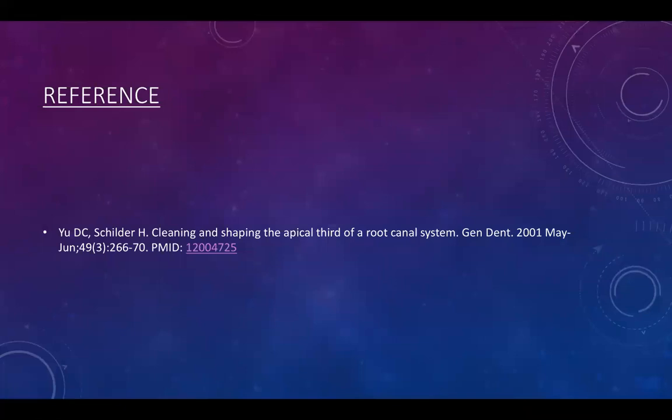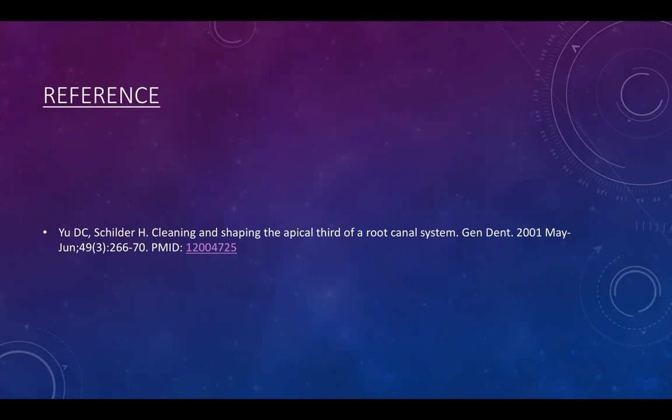Apical constriction is the narrowest area of the apical region of the root canal that is commonly located within blank of the radiographic apex. The answer is D. It's located around 0.5 to 1.5 millimeters from where the radiographic apex is located.